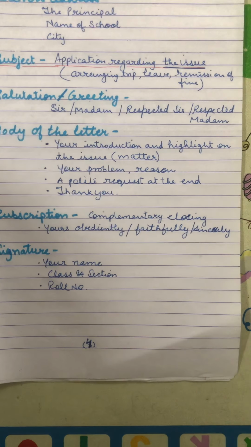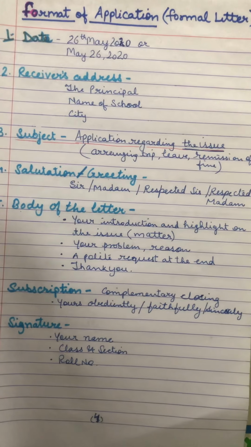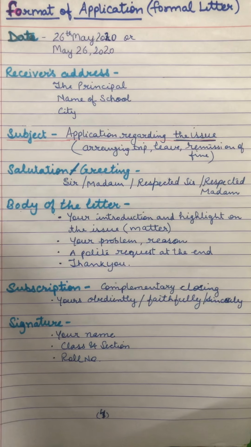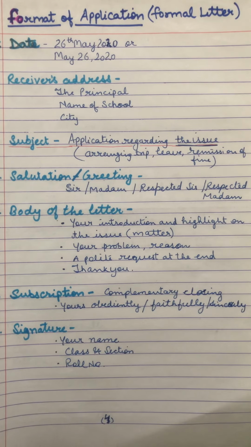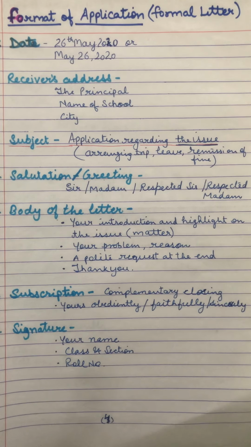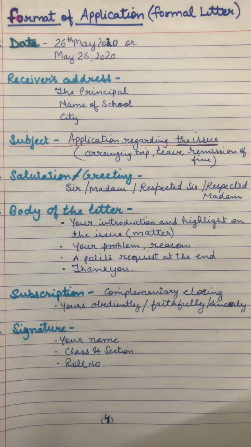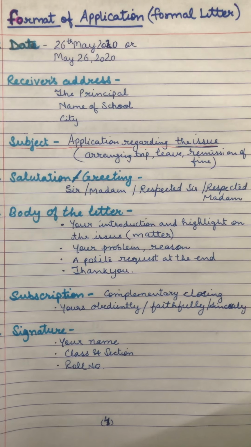Now next is the format of an application. An application is a formal letter only, but with little changes. So let's do that. There's no need to write the receiver's address because at the end you will write your name and class, section, roll number, everything. Because an application you write to your principal. So we begin with the date, same format. Then we write the receiver's address, and here the receiver is the principal and the name of the school and city.